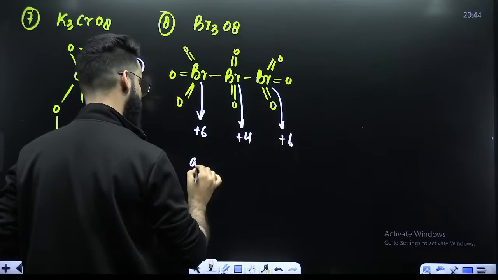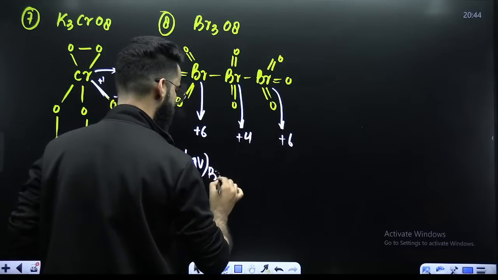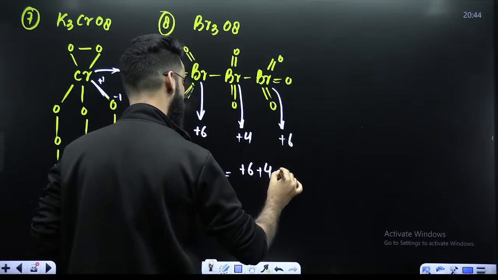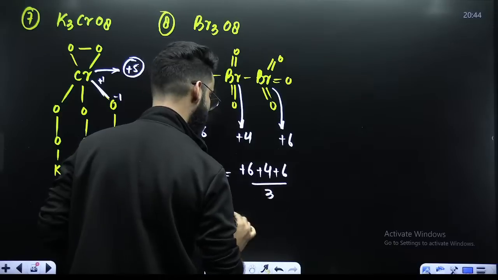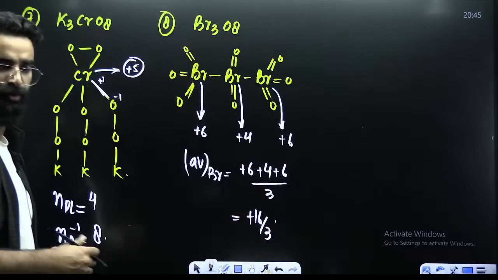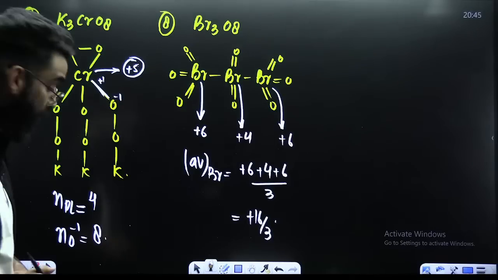If you ask me what is the average oxidation state of bromine here, you can easily calculate. The first one has plus 6, the second one plus 4, the third one plus 6, with 3 bromine atoms. So it's going to be plus 16 divided by 3. This is the average oxidation state of bromine in Br3O8. I hope this is clear.